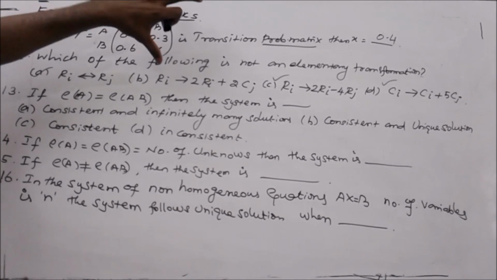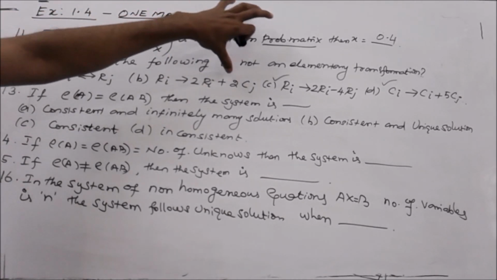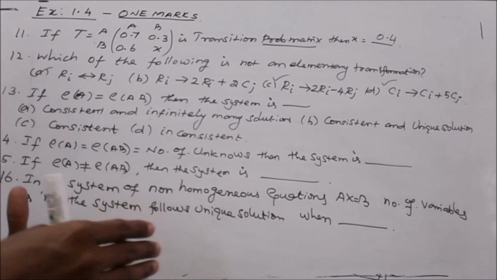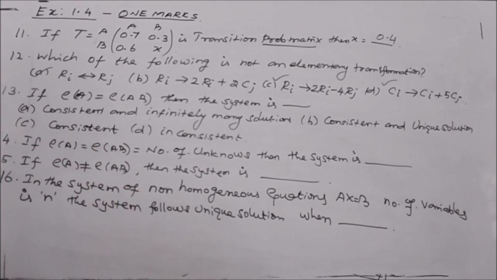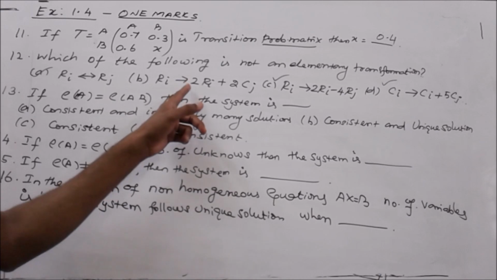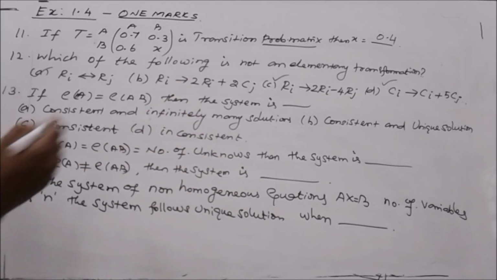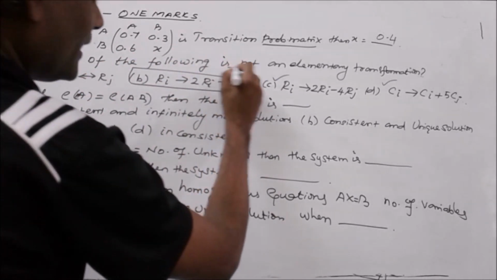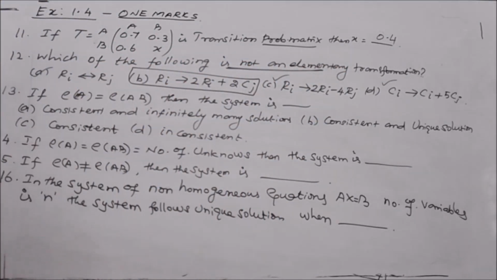But this one, row Ri tends to 2Ri plus 2Cj. That means rows and columns cannot be operated together. Row to row operation or column to column operation is applicable and allowed, but row with column is impossible. So this is the wrong answer. The given question is which of the following is not an elementary transformation? Option B is not an elementary transformation. So question number 13, if rank of A equal rank of AB, then the system is, there are four options given.